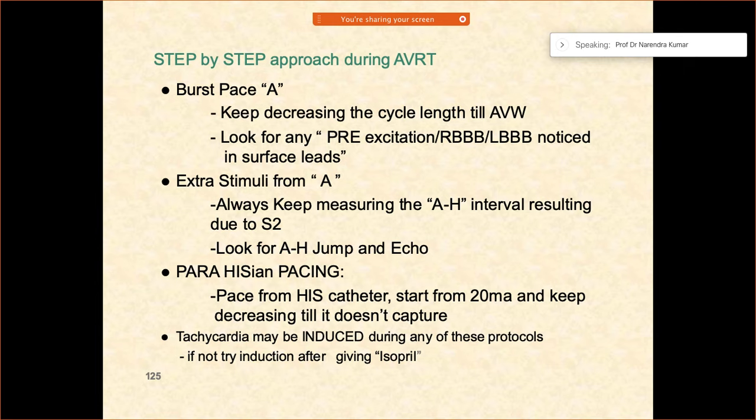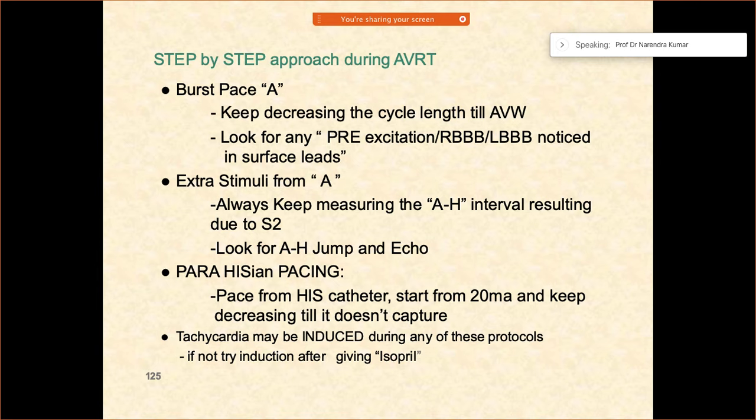Similarly, okay, once you are done with that, go to the atrium and burst pace the atrium. Keep on decreasing till you achieve a Wenckebach. That is the time when you look for pre-excitation and bundle branch block, which you may be able to notice in the ECG. And then keep on giving the extra stimulus from the A, and keep on measuring the AH interval which is resulting due to the S2.